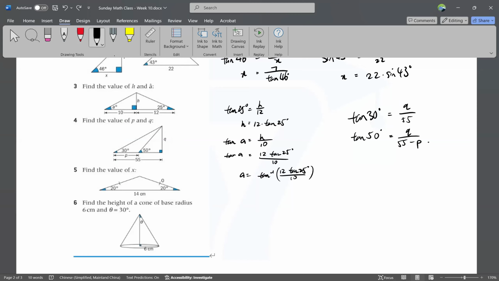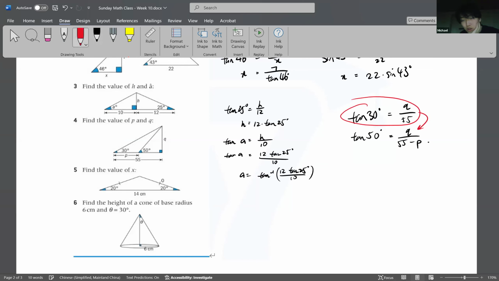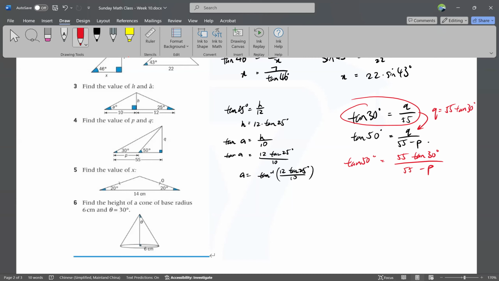You can do that. But one thing is that you don't even have to rearrange the second one before. You can just rearrange this. So you said Q equals 55 tan 30, right? You just put that into the second Q here. So you get tan 50 equals 55 tan 30 over 55 minus P. You get the same thing. If you multiply 55 minus P across, it's the same as what you said. Honestly, it's the same thing. But because you can solve Q straight away, why don't you just do that, right?